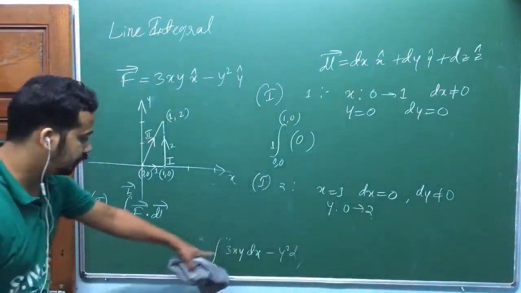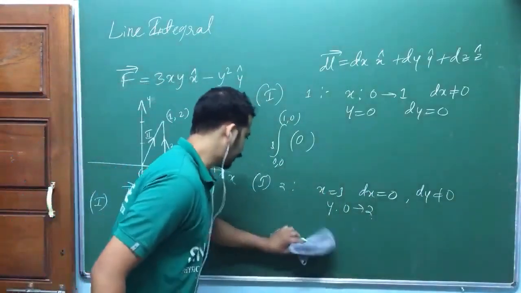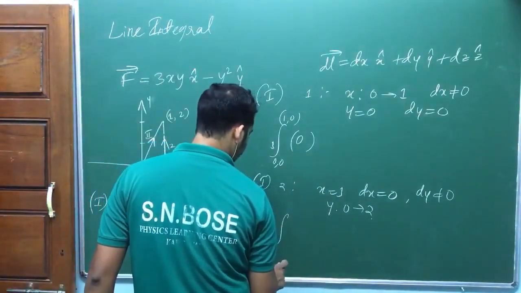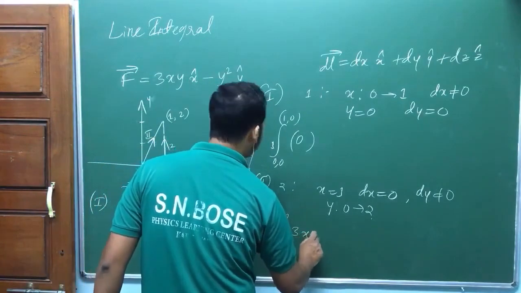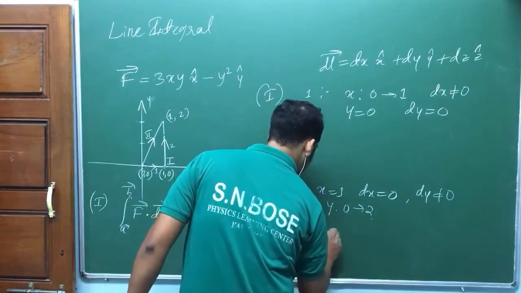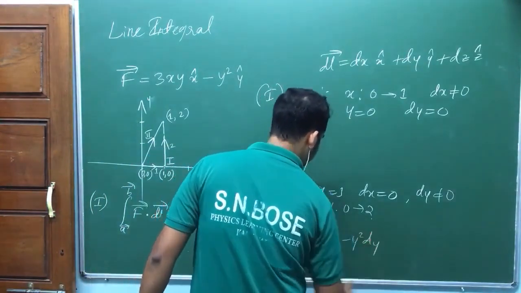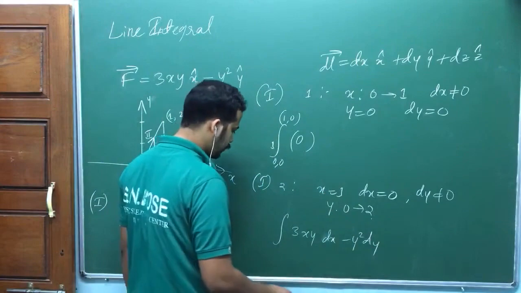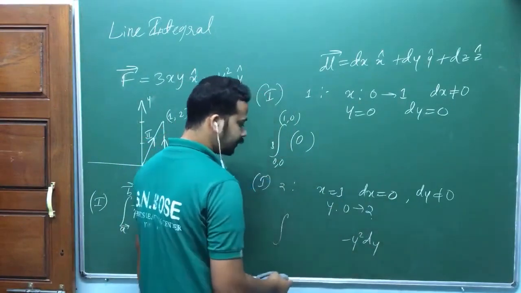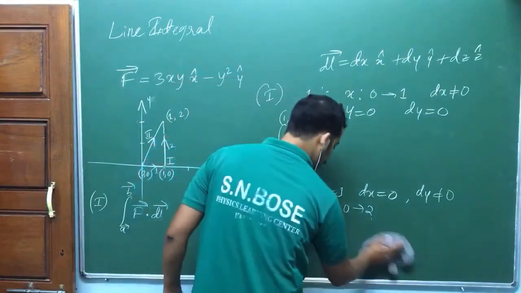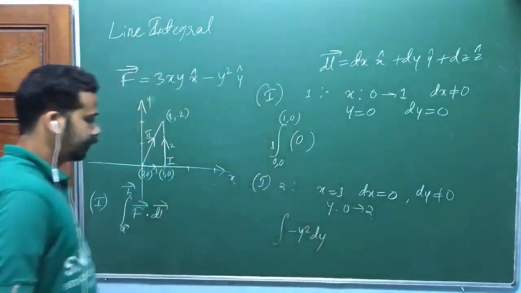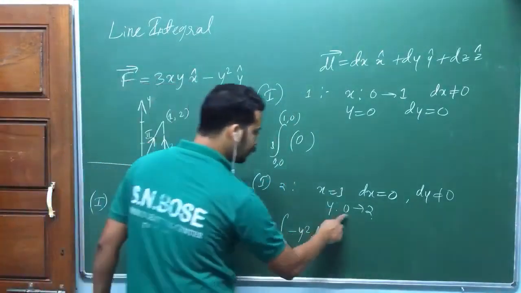Now substitute all of this information in this one. dx equal to 0. What was the integral? 3xy dx minus y square dy, am I right? This was the integral. Now dx equal to 0, that's why this part is 0. You should just put all of this information: minus y square dy. And y is running from 0 to 2.